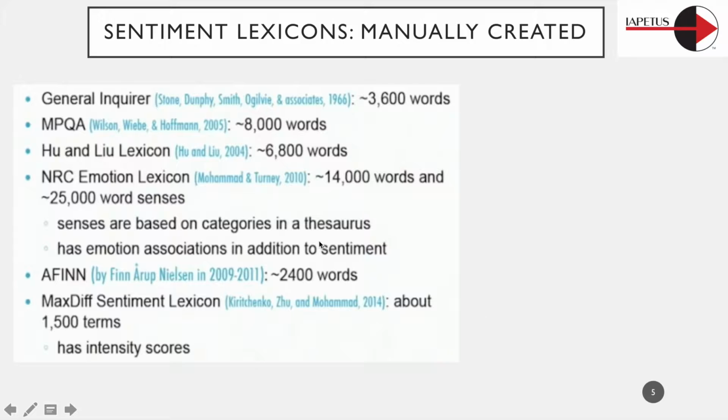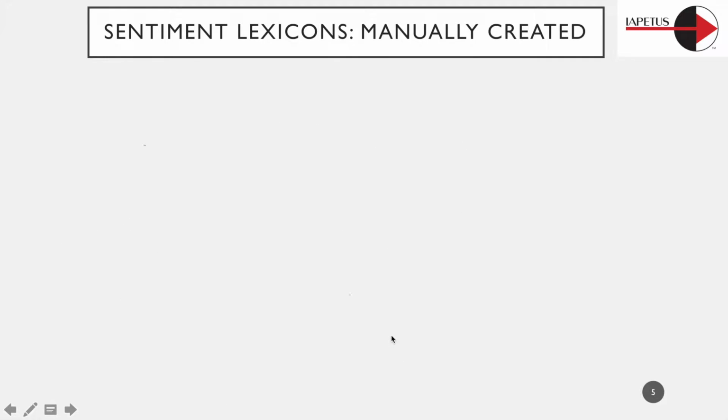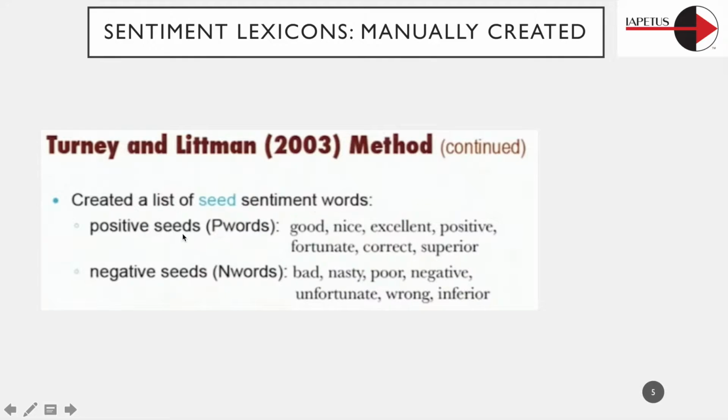And then here is some history, right? So all the way back to 1966. And then fast forward to 2014 with the MaxDiff sentiment lexicon, 1,500 terms, and they use intensity scores. And continuing from that, creating positive seed words and negative seed words, right? So a library of positive, a library of negative words.